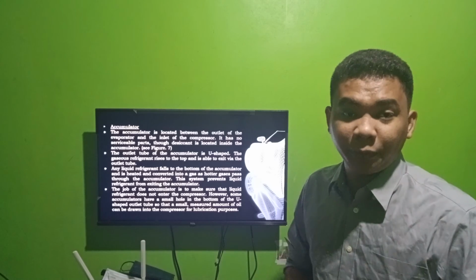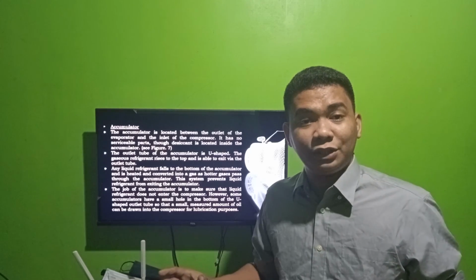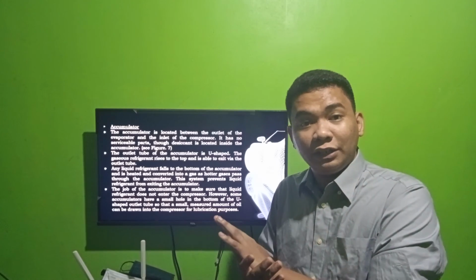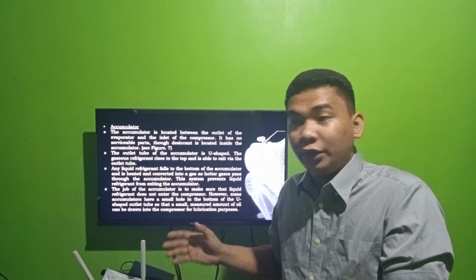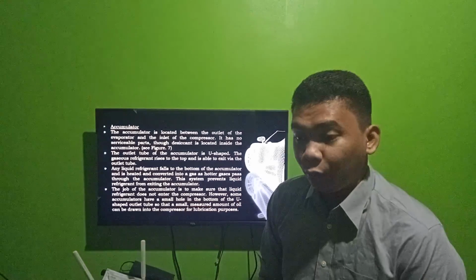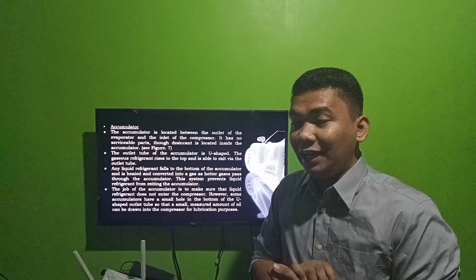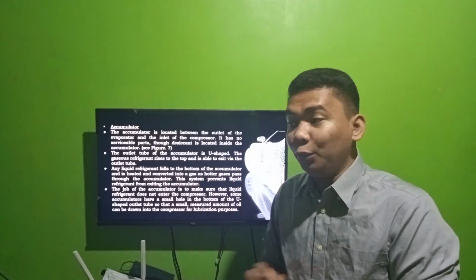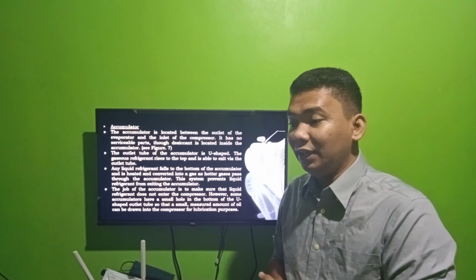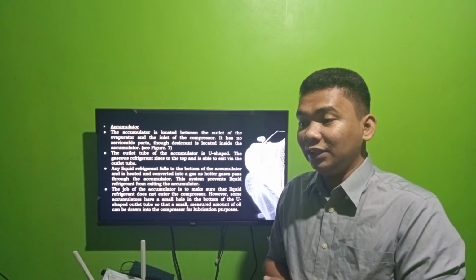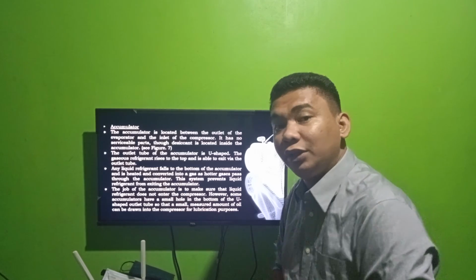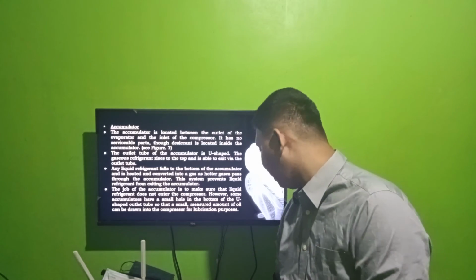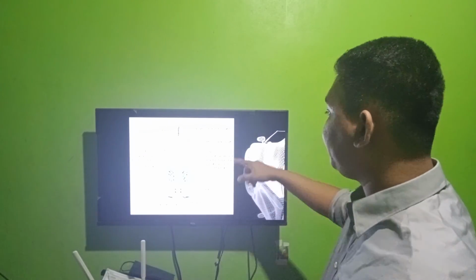For the lubrication purposes, again, what is the essence of lubrication? It lessens the friction, it lessens the temperature caused by friction. It also helps the material or the moving object or even the stagnant object not to be easily worn out, avoiding rust. Yun yung essence of lubrication. Always remember that. Okay, so ayan.